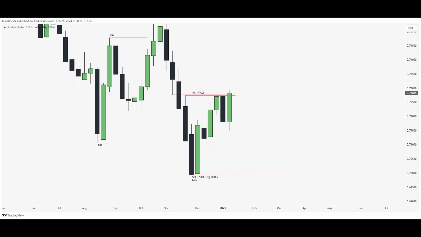So now let's continue. Now we know we tapped this internal range liquidity fair value gap, okay. So we know the market goes from internal to external, right? We tapped this internal range liquidity, that is our fair value gap, and this fair value gap was at the premium level. So now we know the market always moves from external to internal, internal to external. We tapped this internal range liquidity, so where is it most likely going to draw to? Our external range liquidity, right? You can see this old low, sell side liquidity basically.